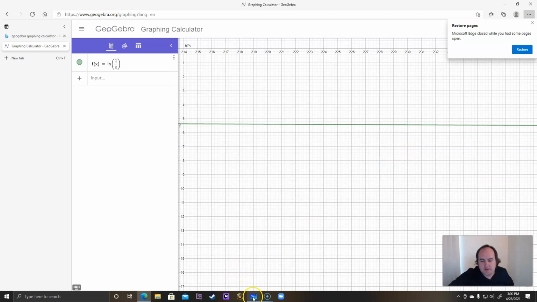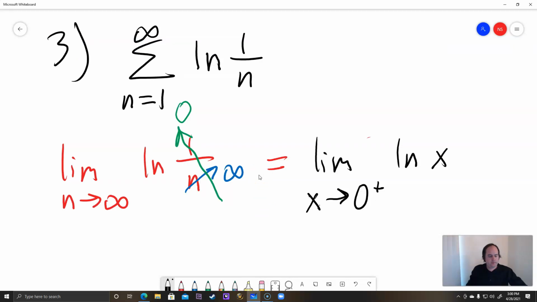Okay, but either way, you should be able to see that this is approaching negative infinity. So this limit equals negative infinity. And again, graphing is probably the easiest way to do that unless you have all those functions memorized in your head.